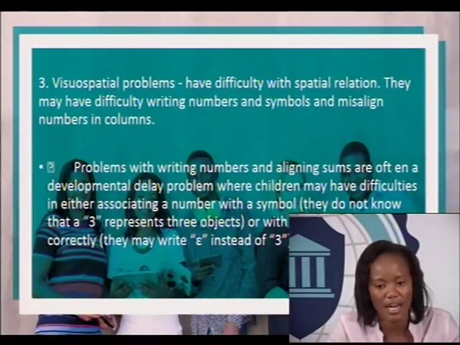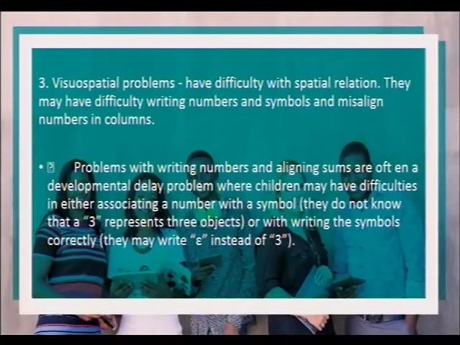Visuospatial problems: difficulty with spatial relations. They may have difficulty writing numbers and symbols and misalign numbers in columns. Problems with writing numbers and aligning sums are often a developmental delay problem, where children may have difficulties either associating a number with a symbol, so they do not know that the 3 represents 3 objects, or with writing the symbols correctly, they may write the 3 facing the other side.